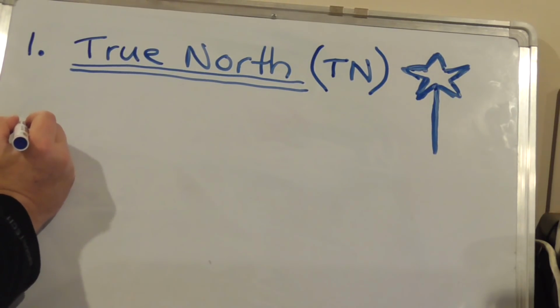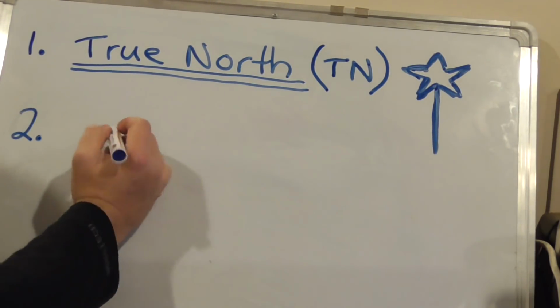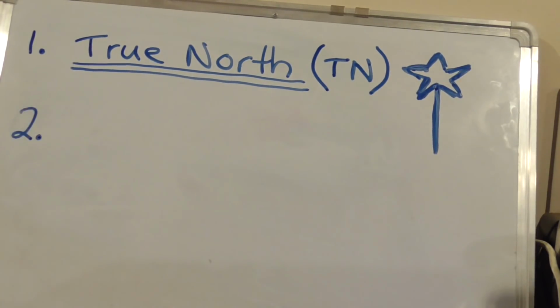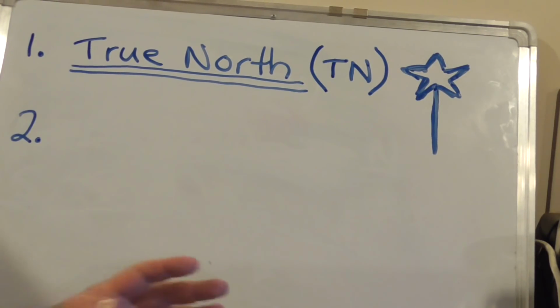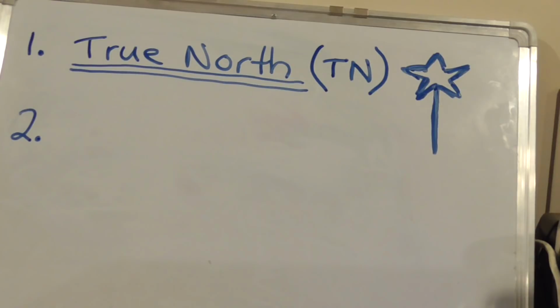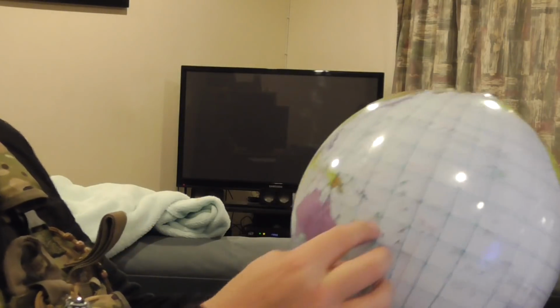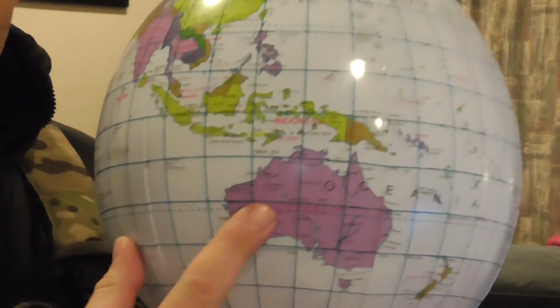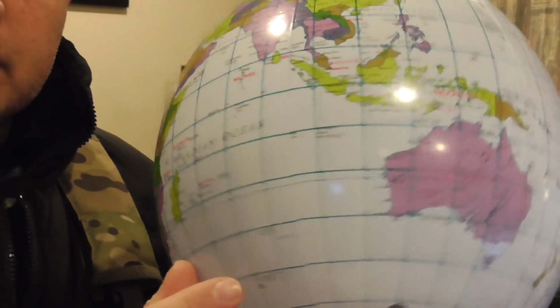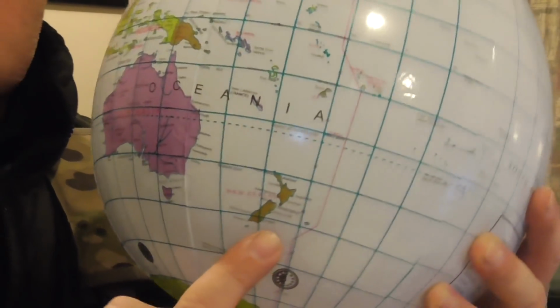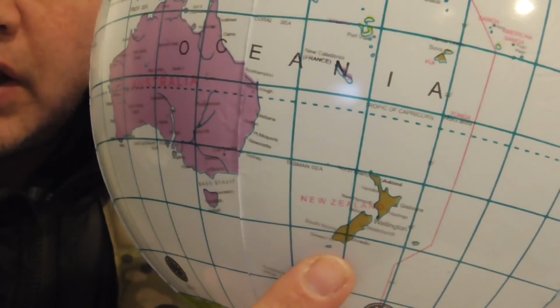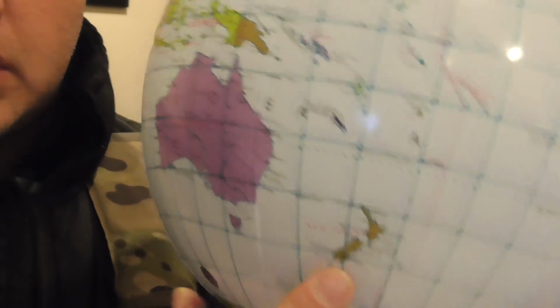The second north point is a very simple north point. Let's just go back to true north firstly, and I'm going to explain it very basically. So true north, let's imagine this is our planet here, and we'll get it up the right way. Here's Australia. It's not where I live. I actually live down here in a little place called New Zealand. So Australia, New Zealand.